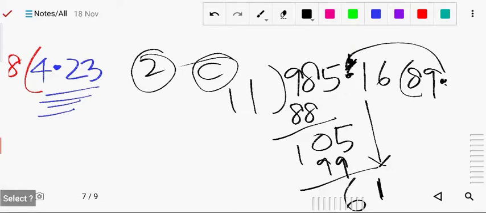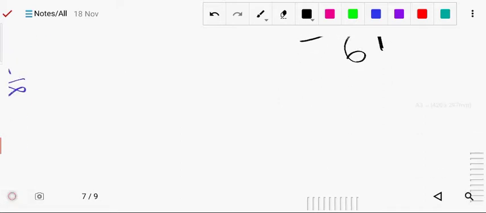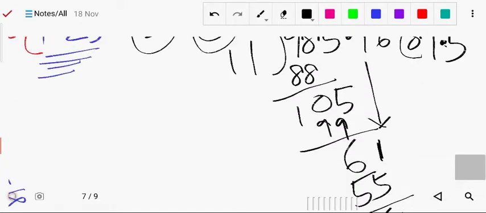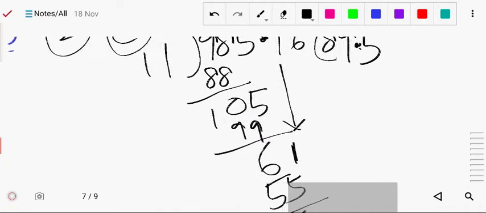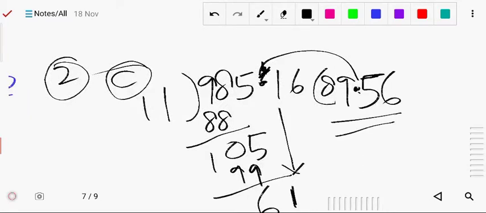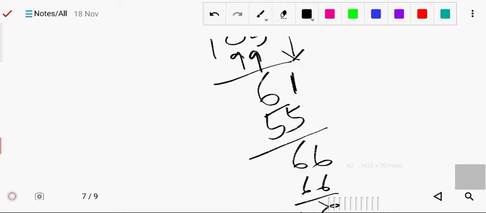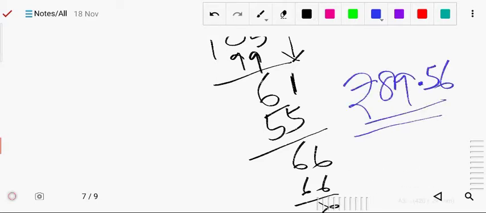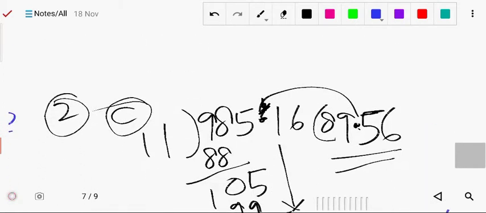Now 1 will come. How many times? Again 5 times. So 5 times, it will be 55. So it will be 6. Then 6 will come, so 66. How many times? 6 times. So right here 6. Okay, so our answer is rupees 89.56. So you can write rupees 89.56 is your answer. Okay, so in the same way you have to do.